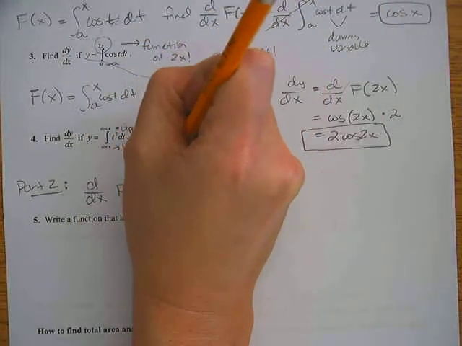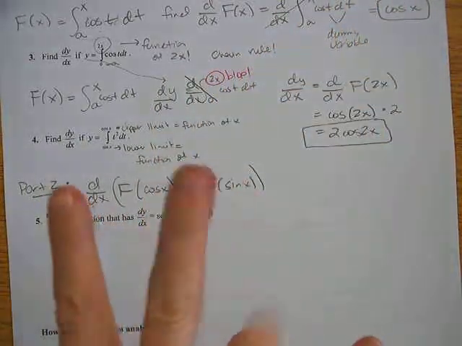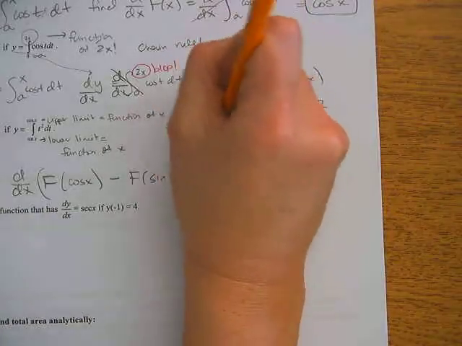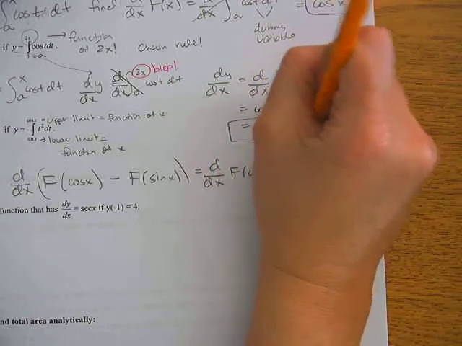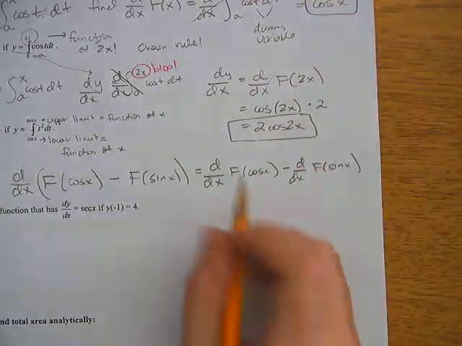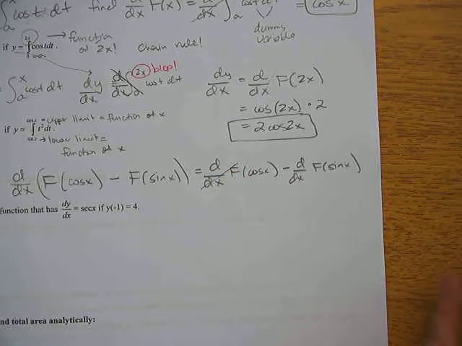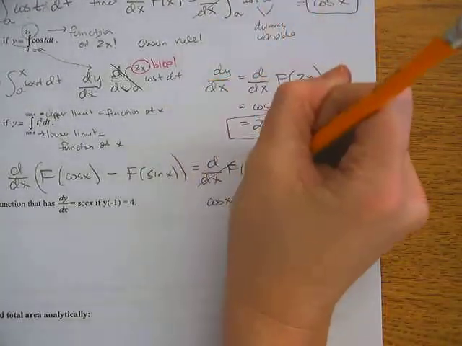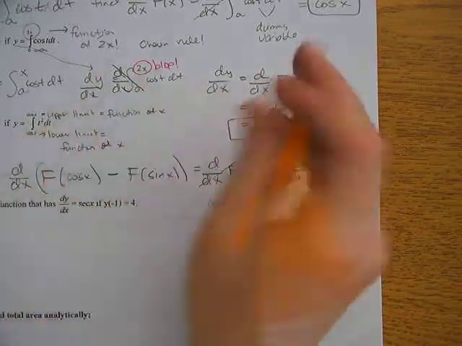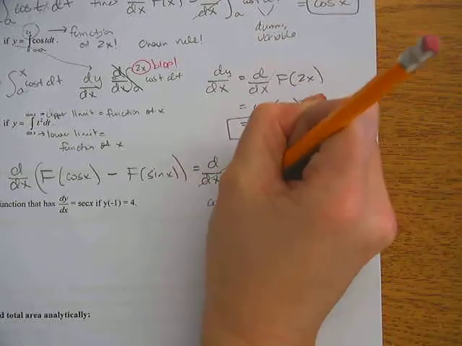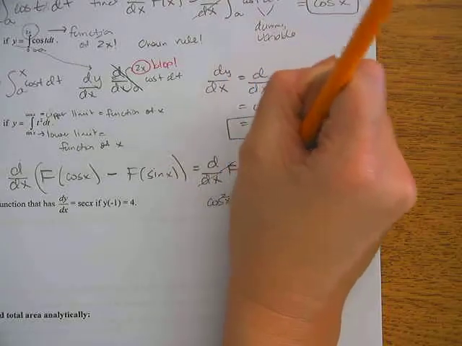So basically what I'm going to have to do is take the derivative of f evaluated at cosine x minus f evaluated at sine x. I'm taking the derivative of this. The difference rule says I can take the derivative of these separately. Well, this is the antiderivative, so I'm taking the derivative of the antiderivative. So in a sense, they cancel each other out, and I'm left with cosine squared x. I'm left with this function evaluated at cosine, this one here.